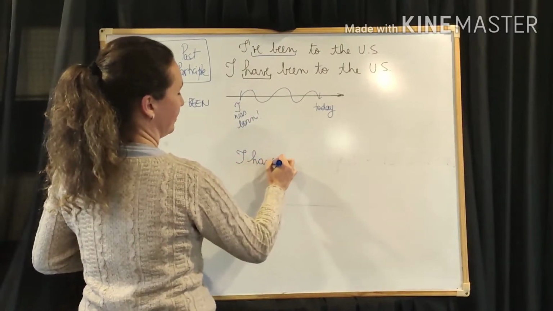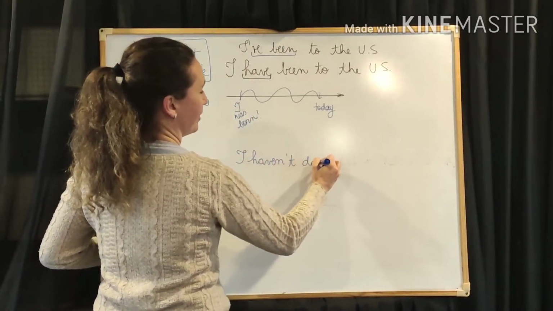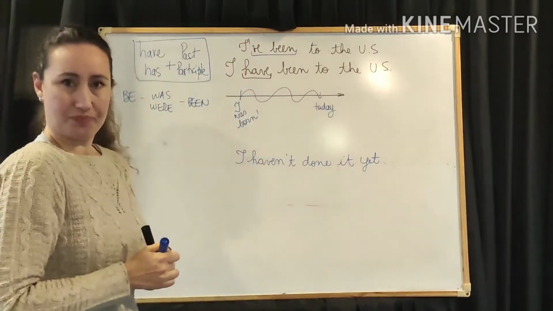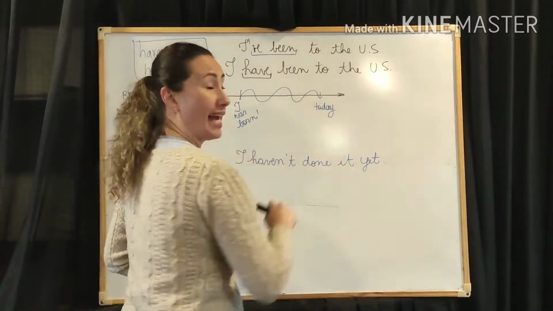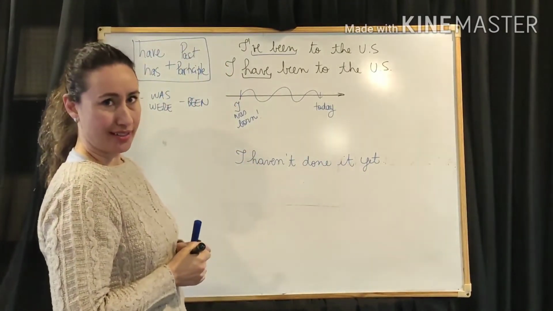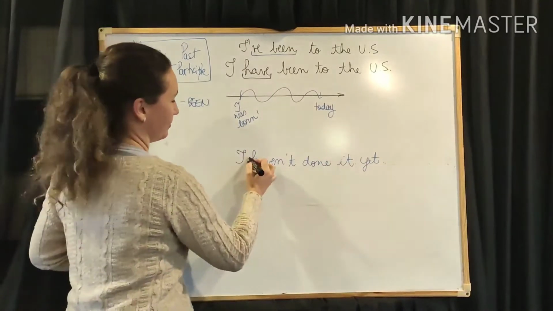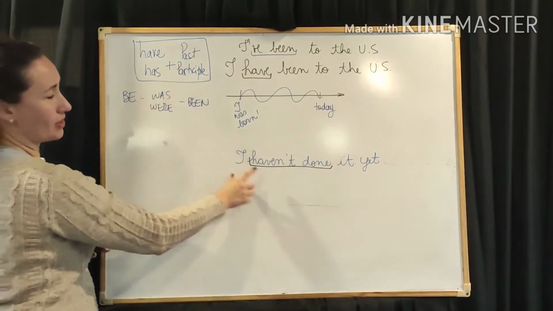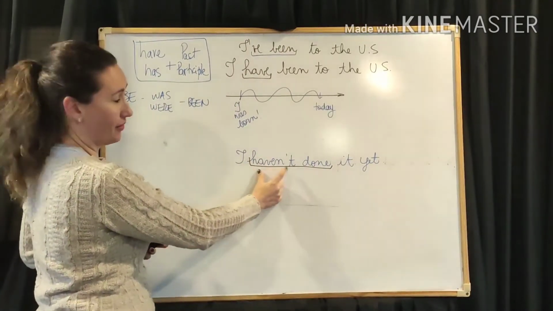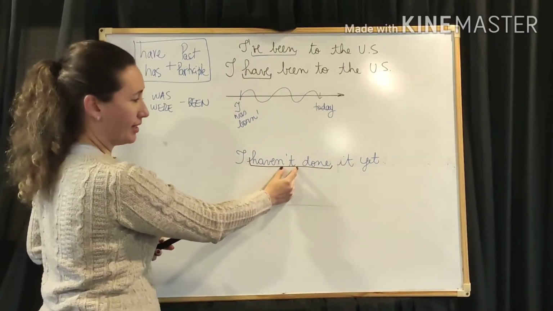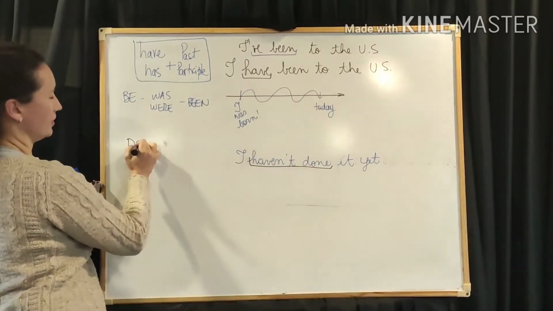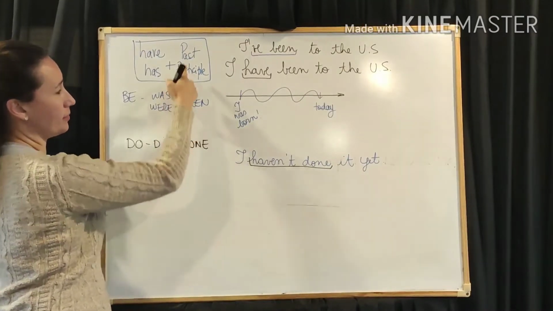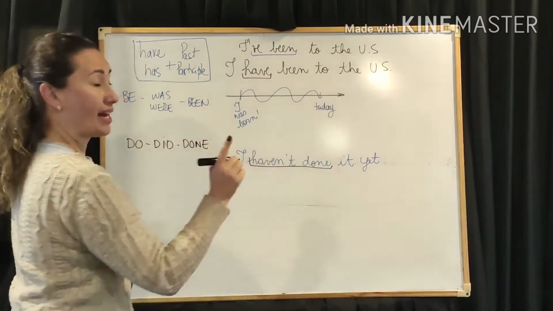I haven't done it yet. Okay? Yet is ainda in English. You see, what is this structure here? It's our present perfect structure. Have, carrying the negative, haven't, and the verb do, which is did in the past, it's done in the past participle. So, I haven't done it yet.